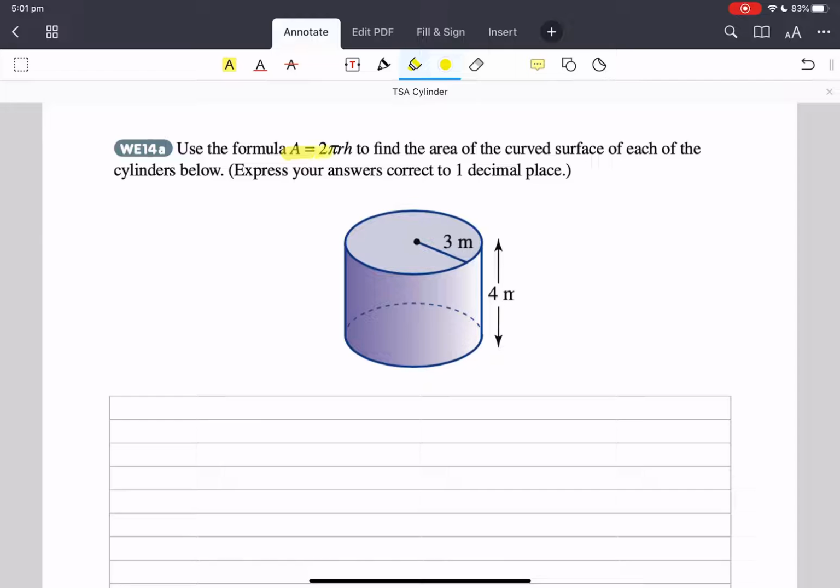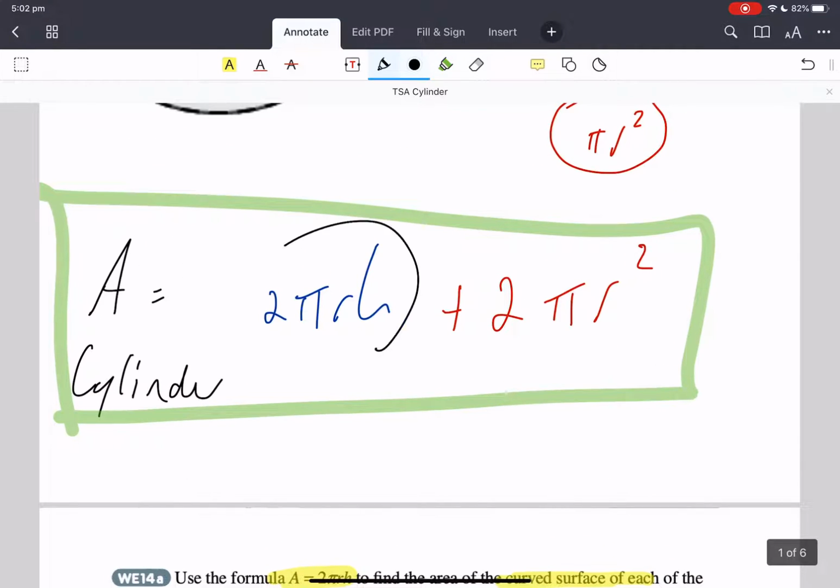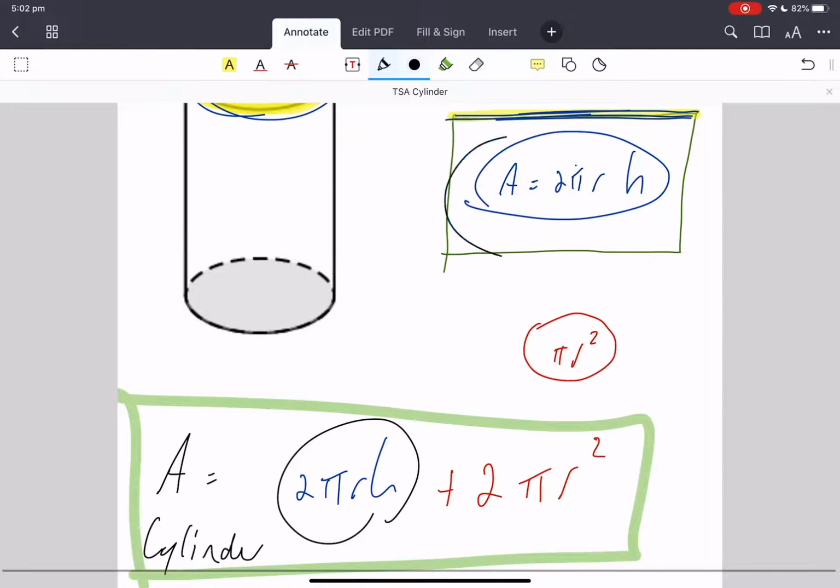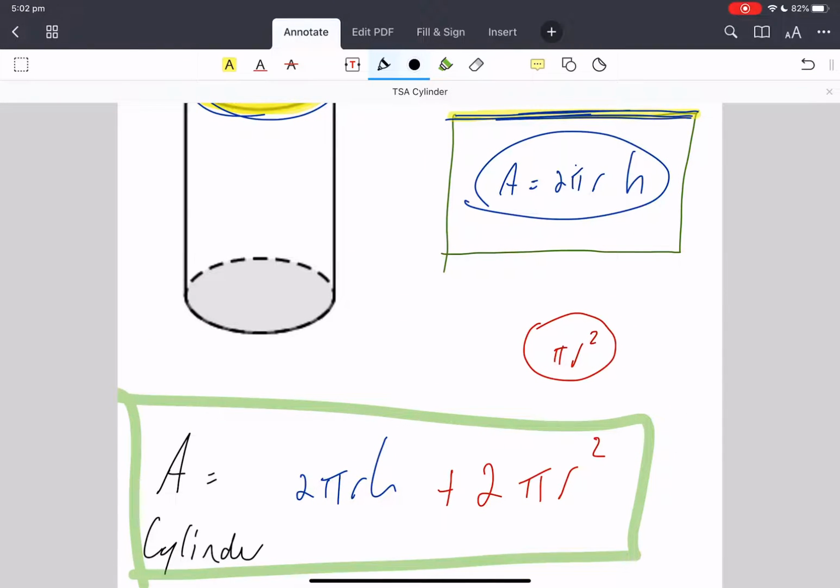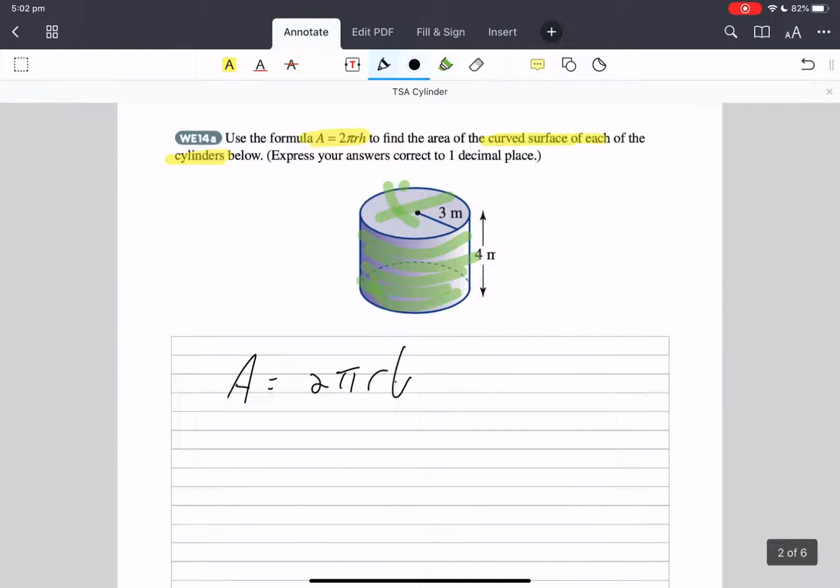Use the formula A equals 2 pi r h to find the curved surface area of each of the cylinders. Well, what does that mean? That means we want to find just this curved surface here. It does go around the back as well, clearly. We do not care about the top and the bottom. So it's just 2 pi r h, the curved surface, which is the rectangle.